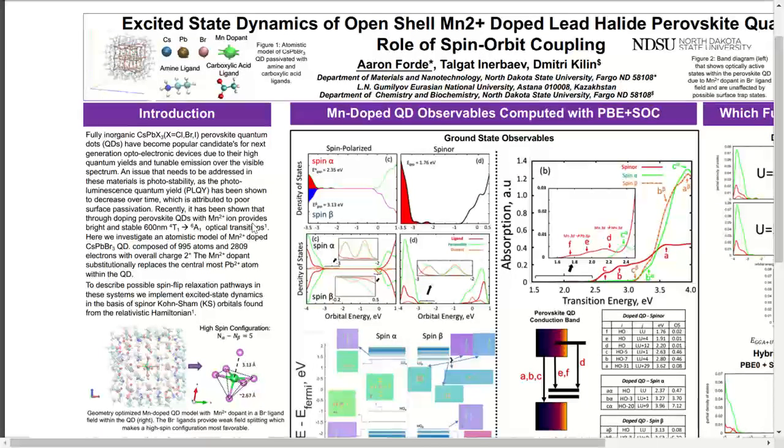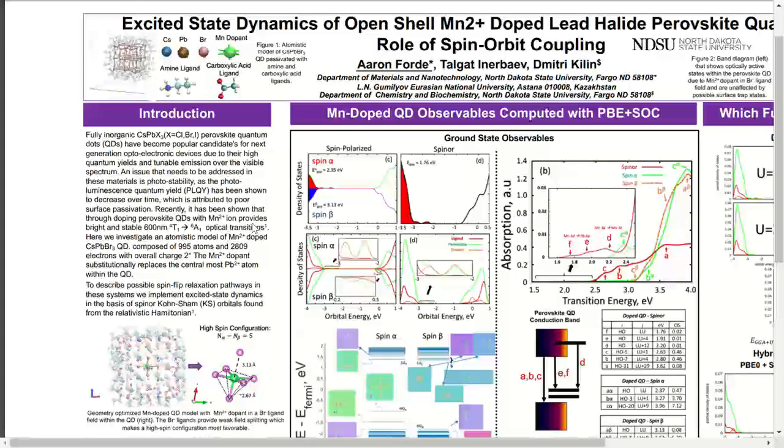Perovskite quantum dots are cool on their own, they're very good light emitters, but over time they can become unstable. One way to try and increase the stability is to put things inside of them that will emit light. So eventually you can use transition metals to be the emitters in different materials.